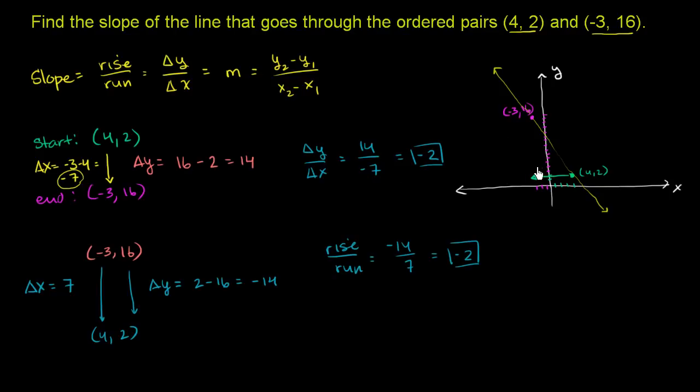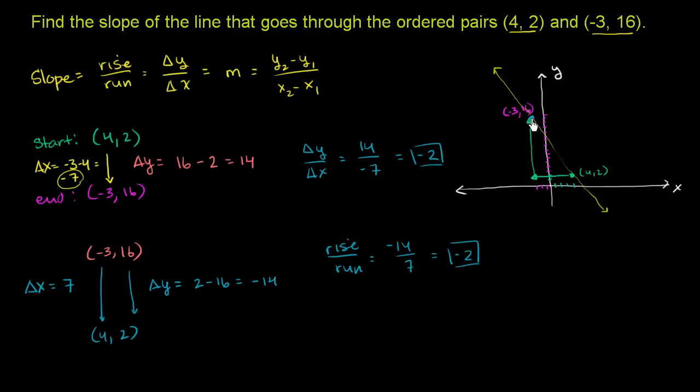And then we had to move in the y direction positive 14. So that's why our rise was positive. So it was 14 over negative 7, or negative 2. When we did the other way, we started at this point and then ended at this point. Started at negative 3, 16, and ended at that point.